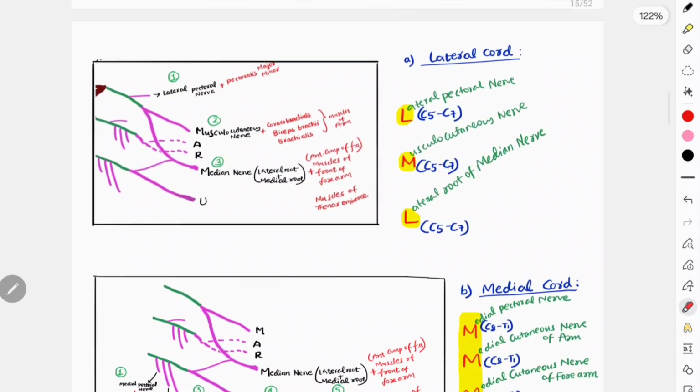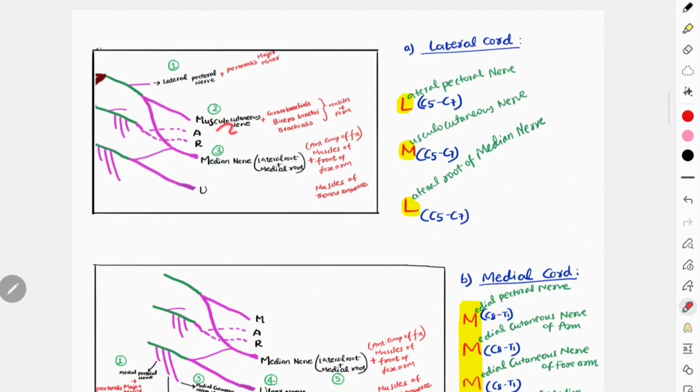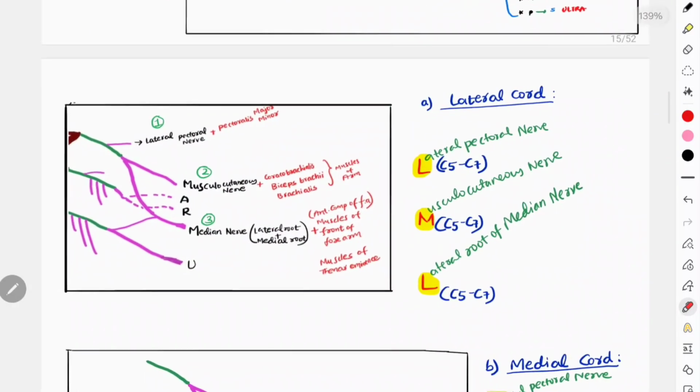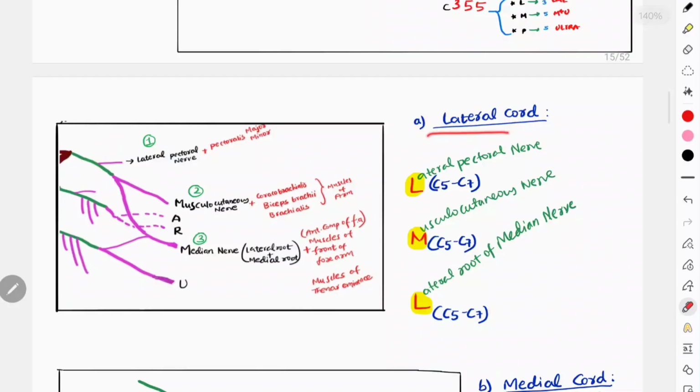Same. I have separated that full brachial plexus, complete brachial plexus, into part-wise so that you can understand easily. Simple. Same. We have repeated once, you can go through it. Let me explain. See the lateral cord. This is the lateral cord, right? So 3, LML: lateral pectoral nerve, musculocutaneous nerve, and the lateral root of the median nerve.